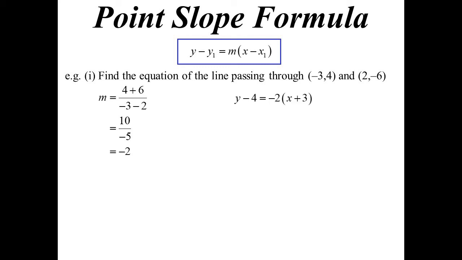Now I can use my point slope formula. I have a point, I have a slope, sub it into the point slope formula. Let's rearrange all that. I've put it in general form. So 2x plus y plus 2 is equal to 0.